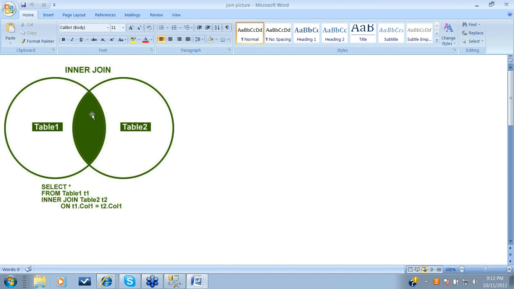Then it will go to the second record from table 1 and try to find a match in table 2. If there is a match, again the record from table 1 and the matching records from table 2 will be placed in the shaded area. If there is no match, the second record from table 1 will be in the white area of the circle. The only thing you need to understand at this point is inner join means matching record set. That match can be a one-to-one match or a one-to-many match. Did you get my point?